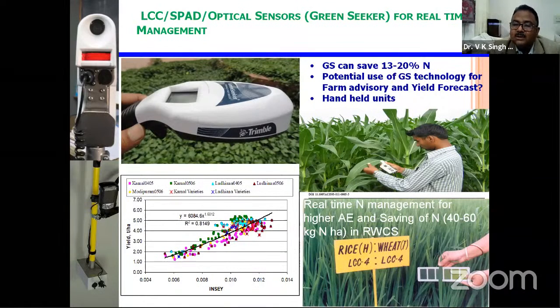The other is that this fellow is taking this reading from SPAD. SPAD value, we have fixed the SPAD values for different crops. For example, maize, it is 35, rice, it is 32. So just take the SPAD value. If it is 32, then apply 30 kg of nitrogen. So that is a way to apply nutrient as and when required.